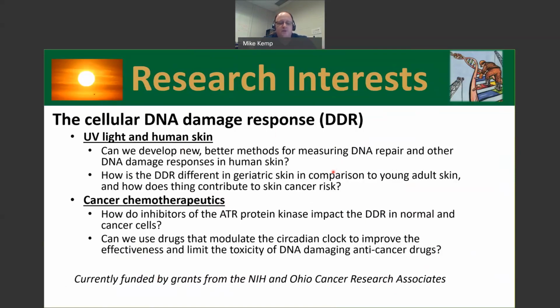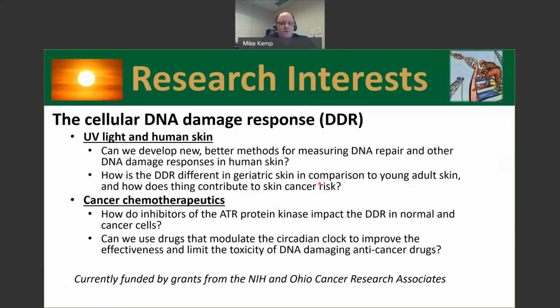And one of the major projects currently being looked at in the lab is comparing the DNA damage response in young adult skin versus geriatric skin. Since we know older individuals are at higher risk of skin cancer, is this due to abnormal DNA damage responses?